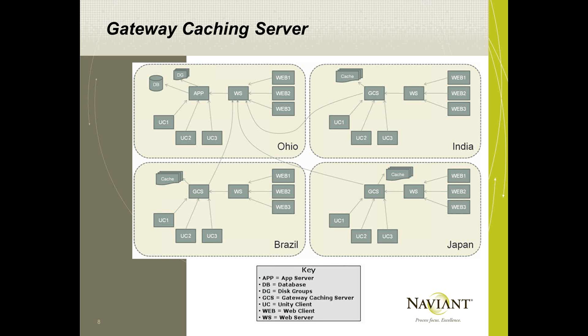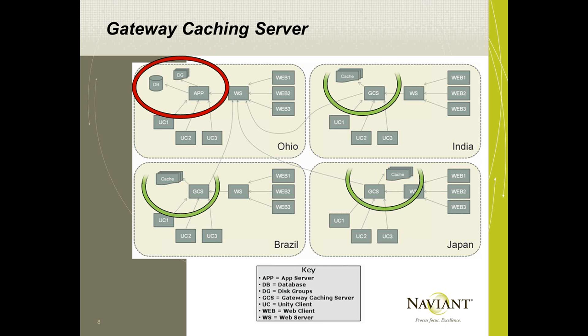So in this example, we have our home office in Ohio and 3 satellite offices around the world. And the database, the disk groups, and the application server are all in the home office. And then each of the remote locations has a gateway installed. And the gateway communicates with the system in Ohio through the web server. So the remote locations can also have other components like web servers, web clients, Unity clients, and also custom-based Unity API applications as well. And all of these components communicate with the gateway, which resolves large file requests using that local cache.